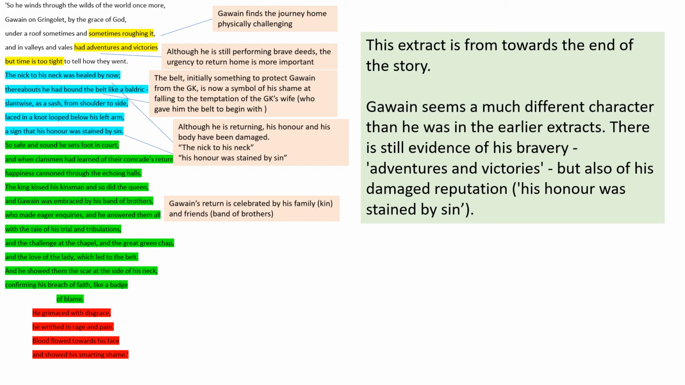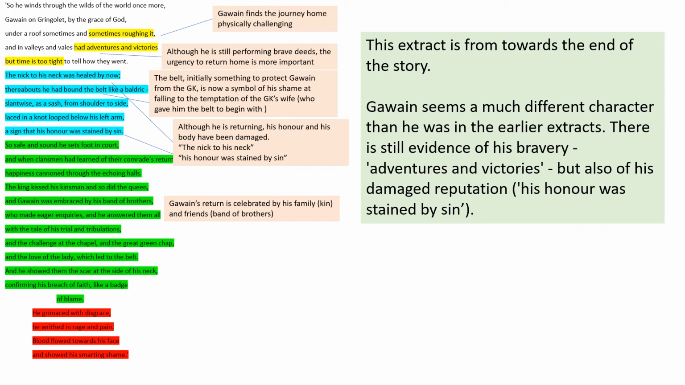redemption for him. Then we've got this next section, green section. As I say, more alliteration, more methods. If you see repetition, if you see alliteration, please do highlight it, annotate it. There's loads. So Gawain's return is celebrated by his family, which is his kin.